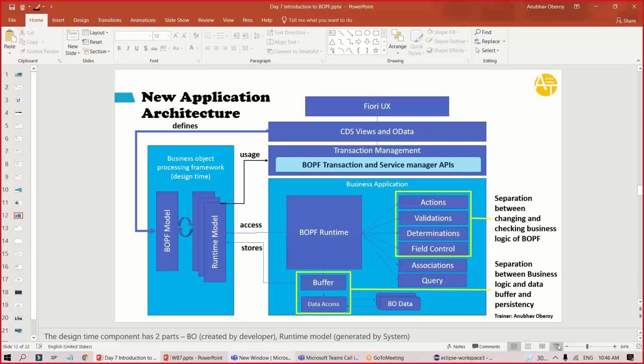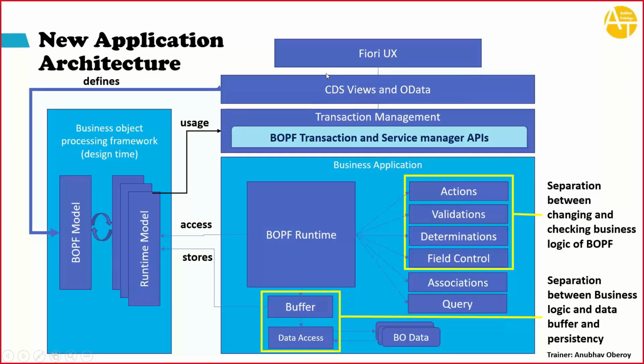Then what is the new application architecture? How do we typically use the Business Object Processing Framework nowadays with S/4HANA? With S/4HANA, you do not go and define a business object separately in the BOPF transaction. You will define your business object using CDS views. You will develop a CDS view, and this defines the structure of your business object. So the BOPF design time includes two parts, the BOPF model. This BOPF model is defined using a CDS view.